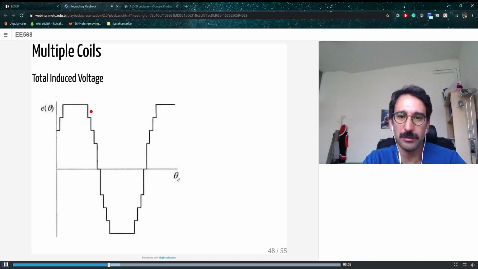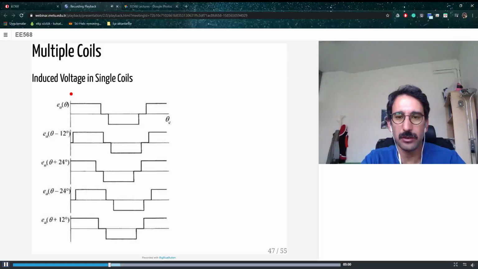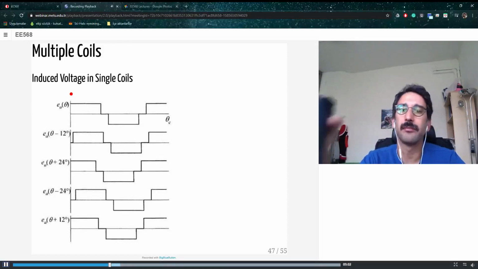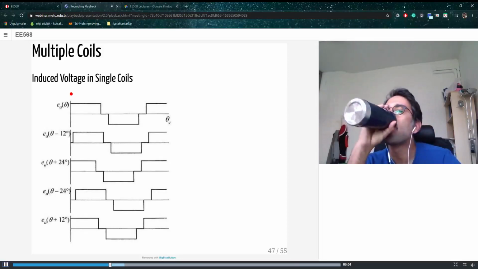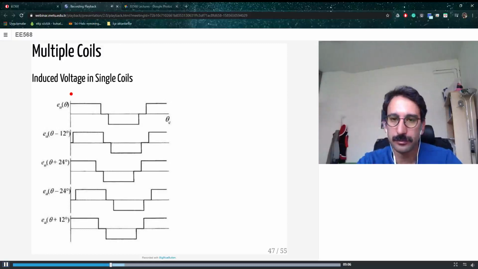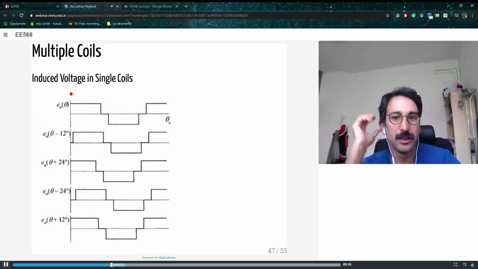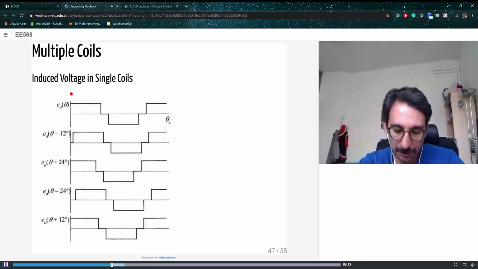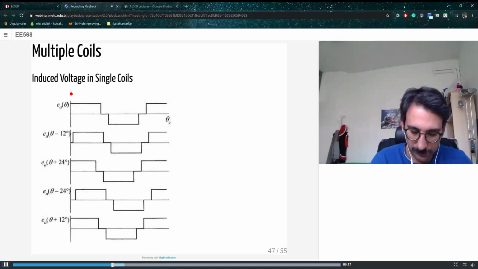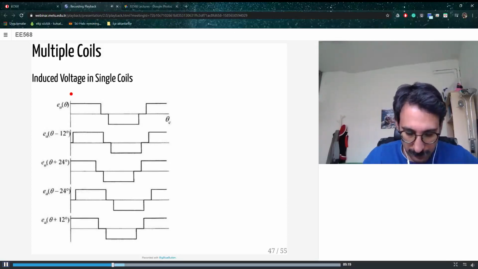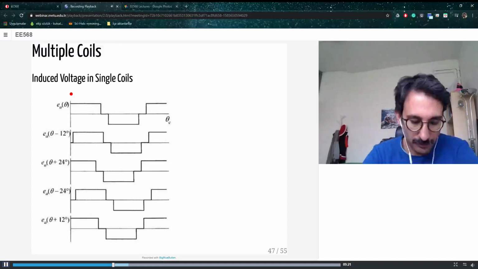Okay, any problems? Can we connect those windings in parallel? What will happen if I connect the first one and the second one in parallel? Because of the phase difference, circulating currents will occur.